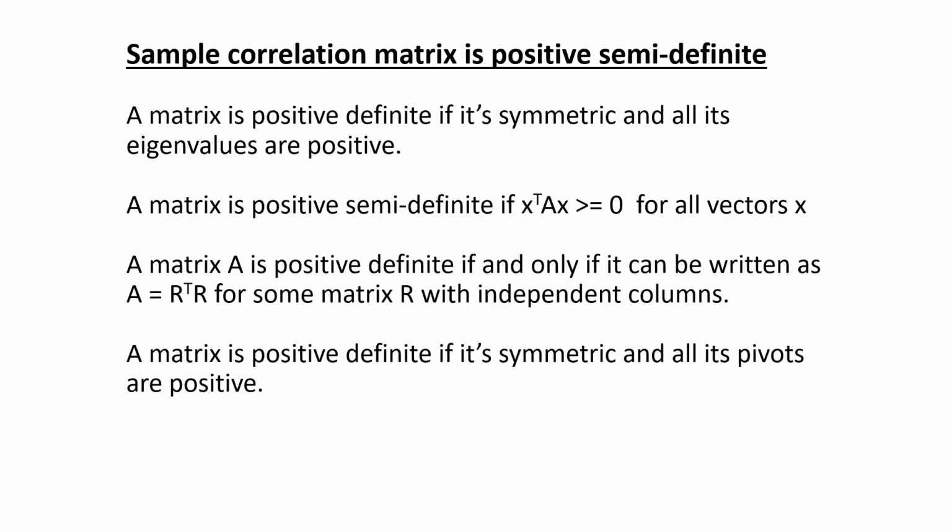We know that the sample correlation matrix is always positive semi-definite. And there are a number of different conditions which tell us when exactly a matrix is positive semi-definite. Some of these conditions are listed here.